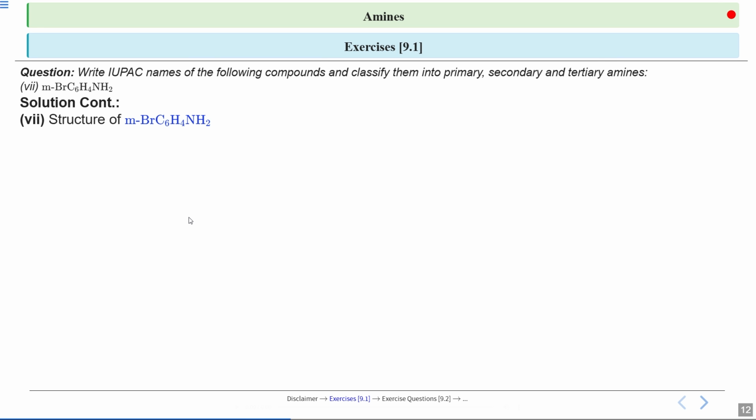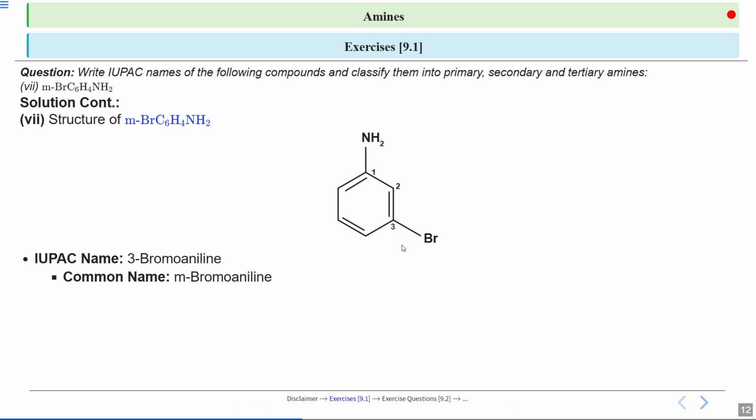Next part, if we draw the structure, you will see this is the structure. This is showing that this Br group is meta to this NH2 group. So if you see, we do the numbering 1, 2, 3. So it is 3-bromoaniline. And the common name is m-bromoaniline. So this m shows that this group is attached at the meta position.